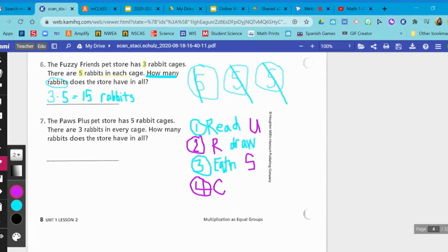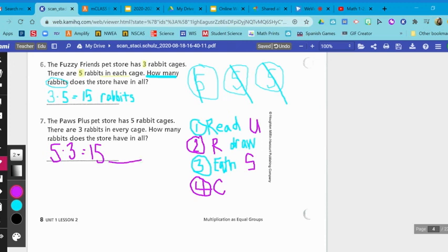Okay, third graders, if the Paws Plus Pet Store has 5 rabbit cages and 3 rabbits in every cage, they want to know how many rabbits the store has. That is like saying we have 5 groups of 3, or 5 times 3. It is a total of 15 rabbits, and I know that you guys have your drawing and your label here, but because my mouse is so tricky with this, I'm going to trust that you wrote your label here on the line right next to your product.